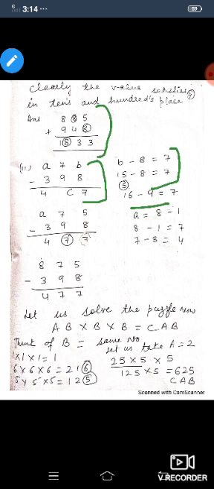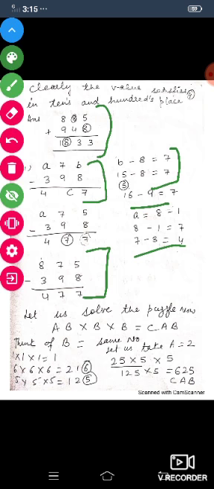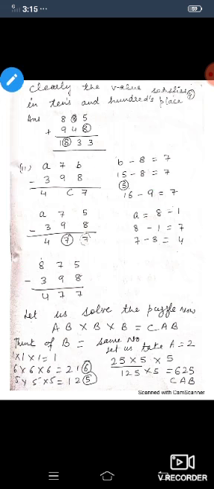16 minus 9 is equal to 7, as I have borrowed 1 from A. Now A is equal to 8 minus 1, that is equal to 7, because 7 has already borrowed 1 from A. So the answer is 7. 7 minus 3 is equal to 4. But I'll write A as 8. So it is 875 minus 398, that is equal to 477.